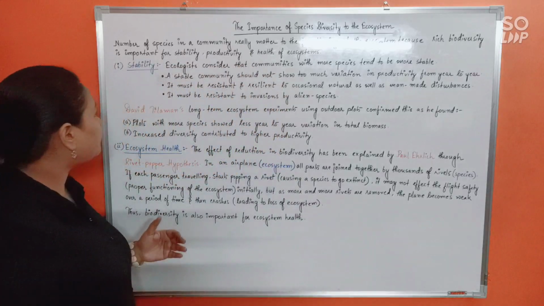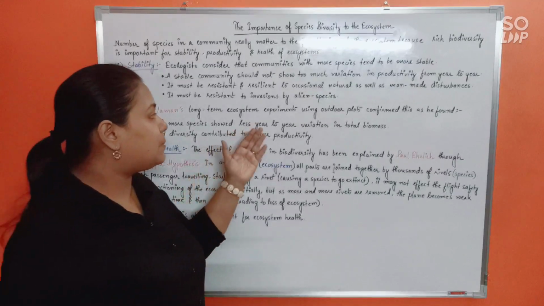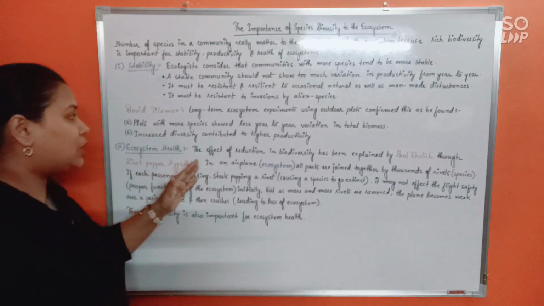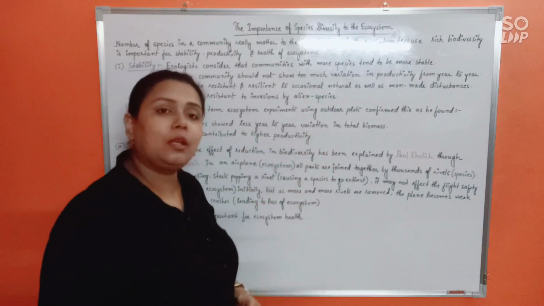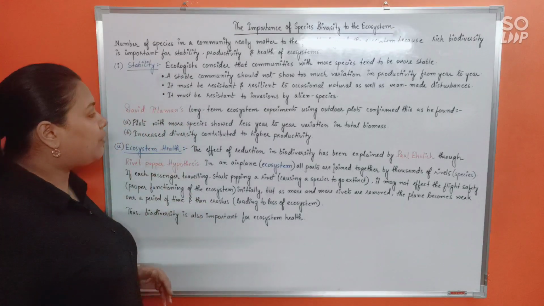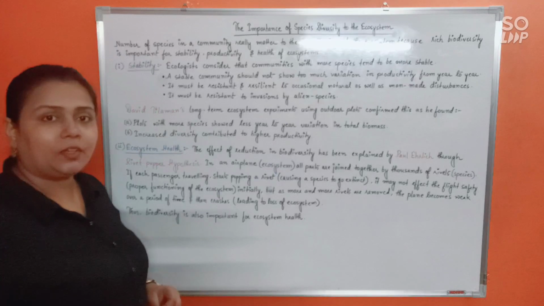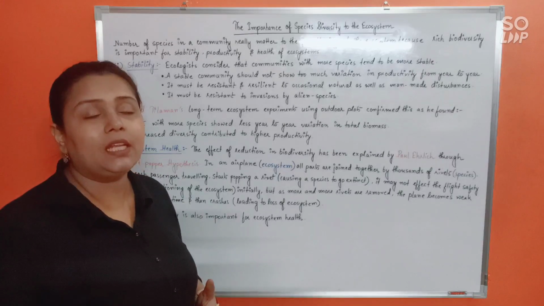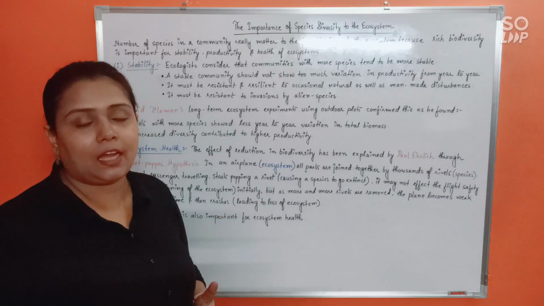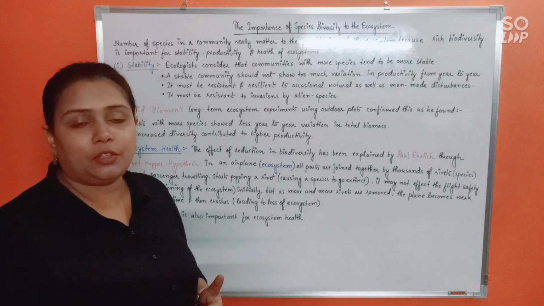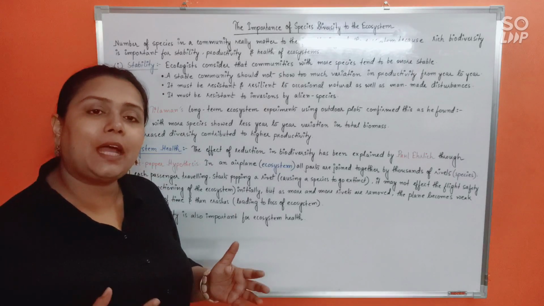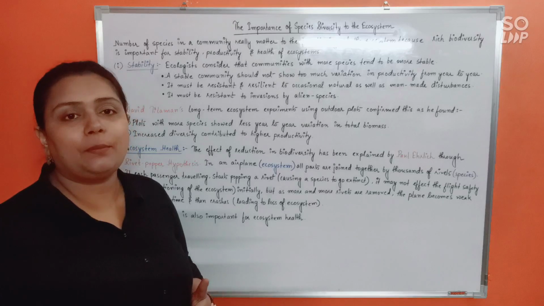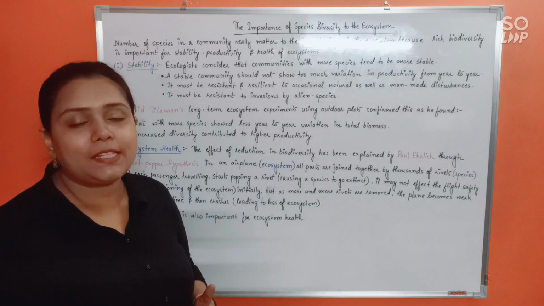So here, David Tilman's long-term ecosystem experiment using outdoor plots confirms this, as he found that plots with more species showed less year-to-year variation in the total biomass, and also increased biodiversity contributed to higher productivity. So it has been proved by David Tilman's long-term plots experiment that whenever in a particular area biodiversity is higher, it brings stability to the ecosystem, which would also keep up with the productivity of the ecosystem. So it is very well proven that biodiversity brings stability to the ecosystem.